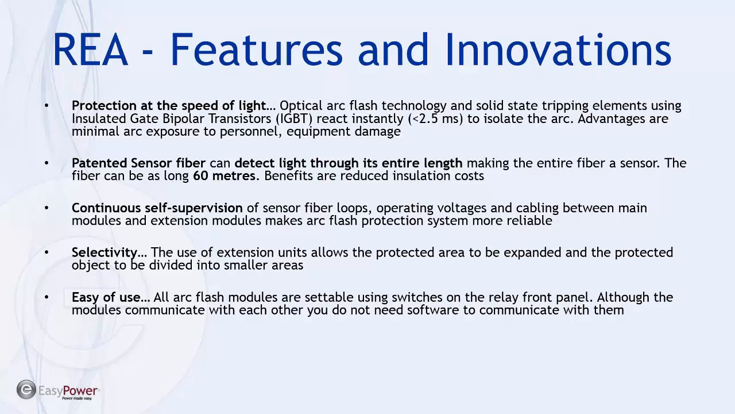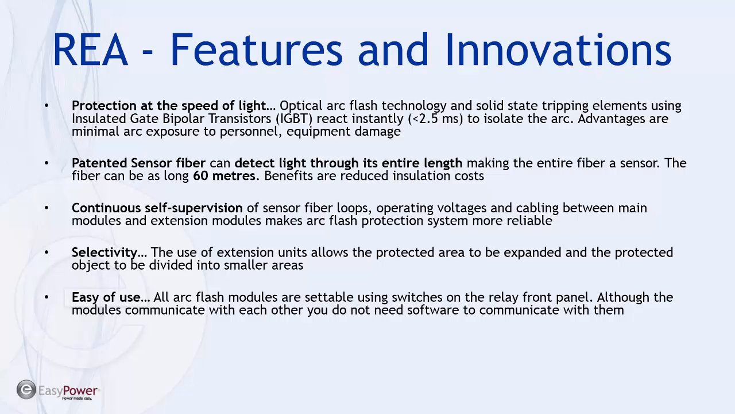This time is negligible compared to the circuit breaker. So if you have a fast circuit breaker, there's definitely an advantage to protecting personnel and equipment. The fiber is 60 meters long. It's a loop fiber. You can constantly supervise that fiber along with the REA devices and all the connections of other REA devices made to it. So this makes this arc protection system very reliable.